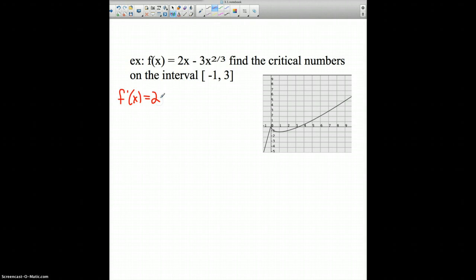The derivative of 2x is 2, and then the derivative of 3x to the 2/3, you take the 2/3 out in front and multiply it times the 3. Subtract 1 from the exponent, so it's going to be -1/3. So we want to set that equal to 0. Let's simplify it a little bit here. The 3's can cancel, and the x to the 1/3 goes in the bottom.